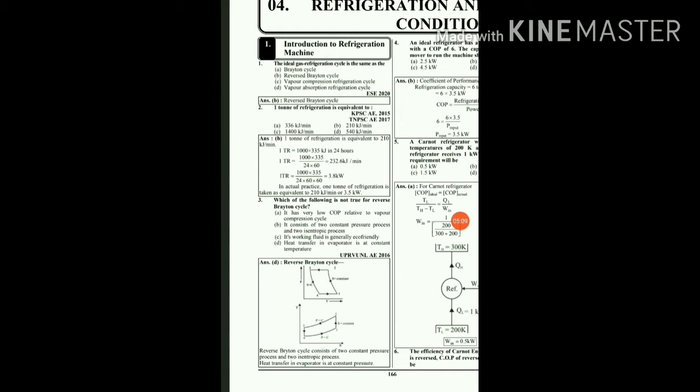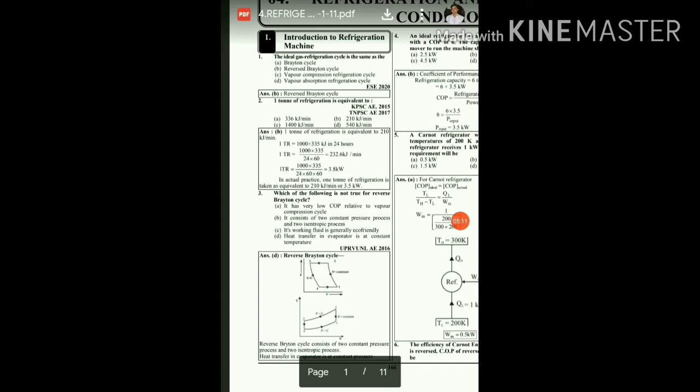The next question: which of the following is true for reverse Brayton cycle? The options are: A, it has a very low COP relative to the vapor compression cycle. B, it consists of two constant pressure processes and two isentropic processes. C, its working fluid is generally eco-friendly. D, heat transfer in the evaporator is at constant temperature.